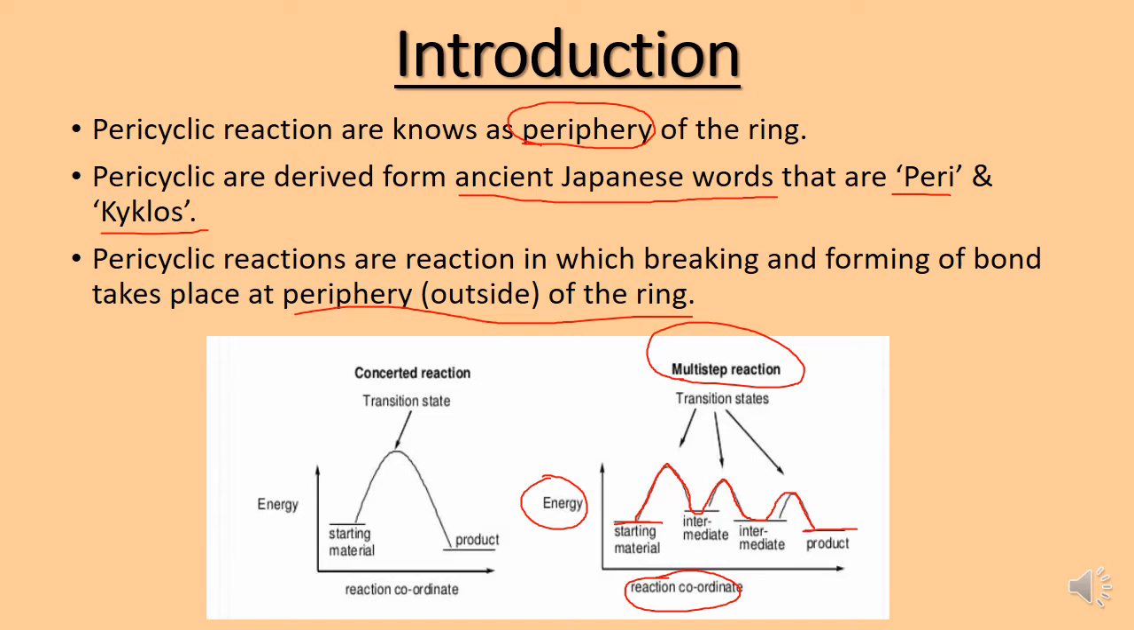In concerted reactions, the reaction takes place in only a single step via a cyclic transition state. Here is the starting material, here the transition state, and here the product is obtained. As you can see in the graph, no intermediate is formed, but in the multi-step reaction intermediates are formed.